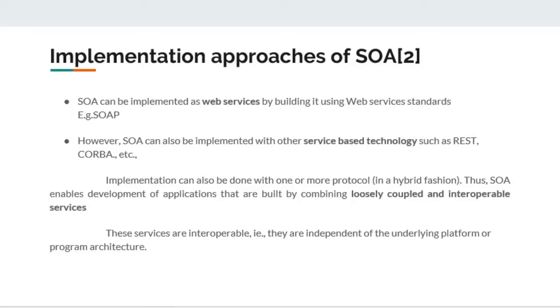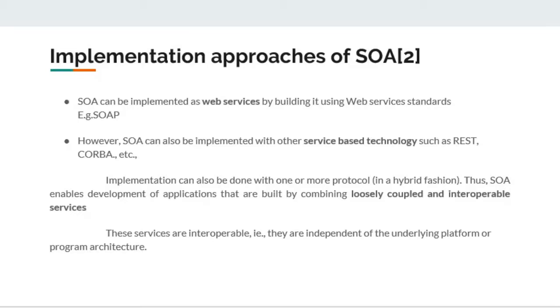SOA, service oriented architecture, can be implemented with web services. This is done by building an SOA using web services standards. One such example is SOAP, Simple Object Access Protocol, better known as SOAP. However, SOA can also be implemented with other service-based technologies such as REST, CORBA, Jini, etc.